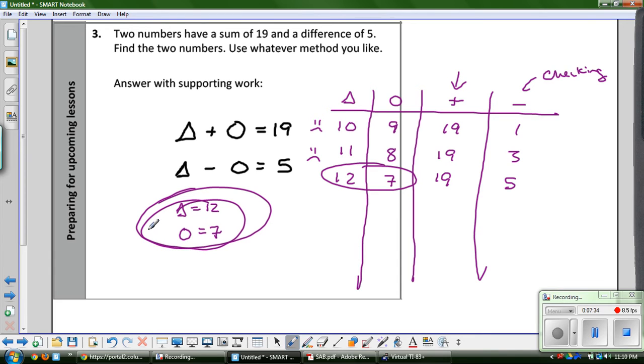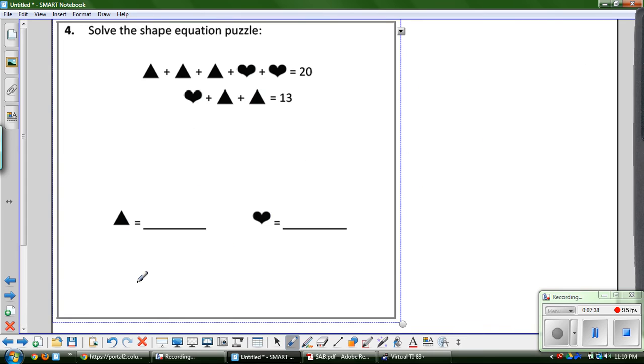Take a look at number 4. We got to solve the shape equation puzzle. Man, these are a blast. What we probably want to do before we do anything is simplify it. Because I'm seeing 1, 2, 3 triangles and a couple hearts. I'm thinking I can rewrite this as 3 triangles plus 2 hearts. Oh man, I can't draw a heart. Bam. 2 hearts is equal to 20.